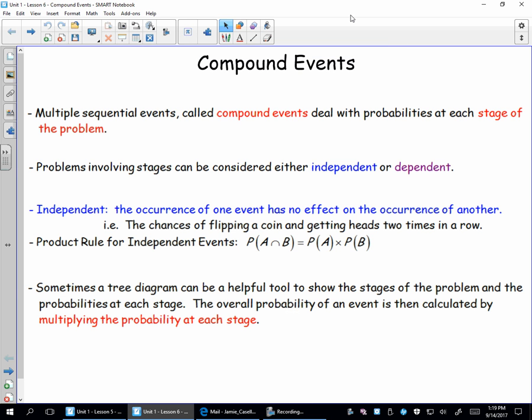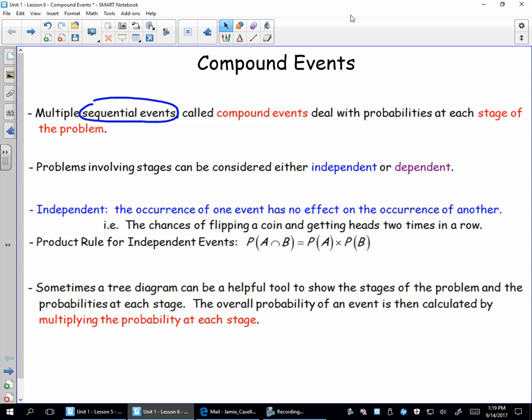In this lesson, we're going to examine compound events. So we've looked at mutually exclusive events, things that can or cannot happen at the same time. Here, with compound events, we're going to look at situations where we have sequential events. In other words, something happens after the other. Not necessarily at the same time, but one, then the next, and the next, and the next.